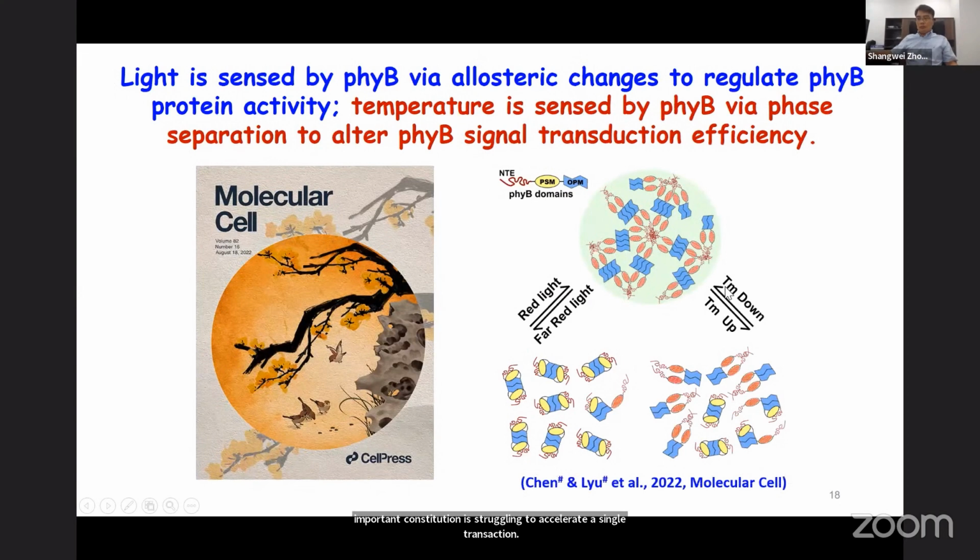So in summary, in this study, we found that light is sensed by Phy through conformation changes to regulate the protein activity of Phy. But temperature is sensed by Phy through the phase variation to regulate the Phy signal transduction efficiency. So through these two mechanisms, Phy can sense light and temperature at the same time, but also Phy can distinguish light and temperature.